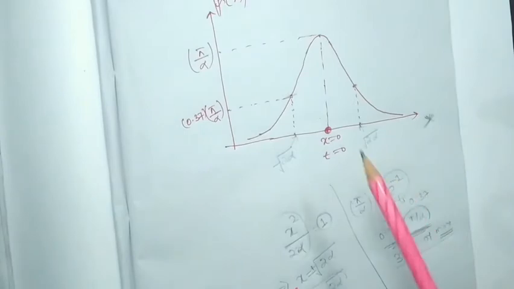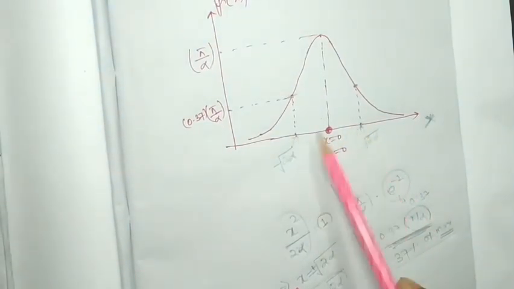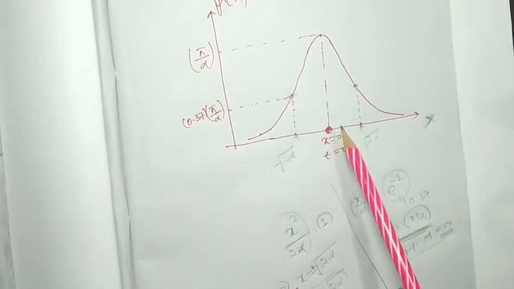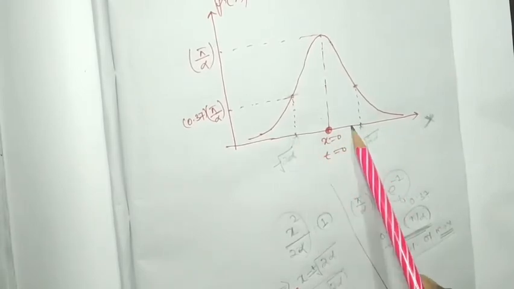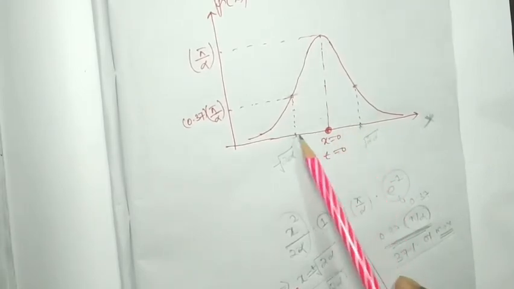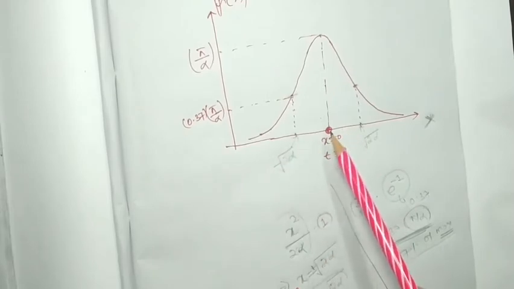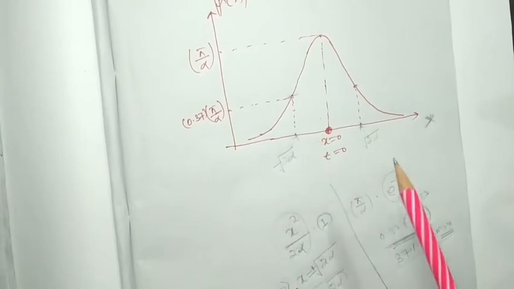Now this width is nothing but called as wave packet. This width will be called as the wave packet between two reference points where the probability density reduced to 37% of maxima.